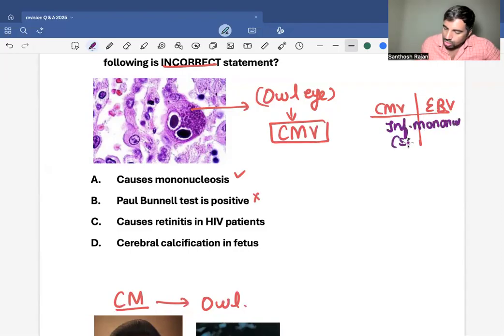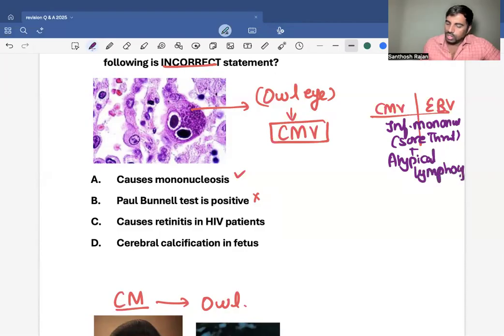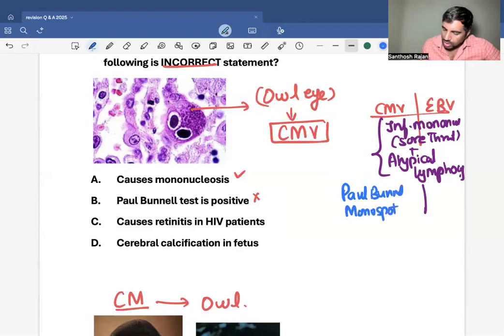That is basically sore throat. They cause severe sore throat, lymph node enlargement, so many things will be there, and also they have atypical lymphocytosis. Atypical lymphocytosis will be there in both. Only thing is that the test is Paul-Bunnell and monospot test. It's a heterophile test. These two tests will be positive for Epstein-Barr virus. It will be negative for your CMV.